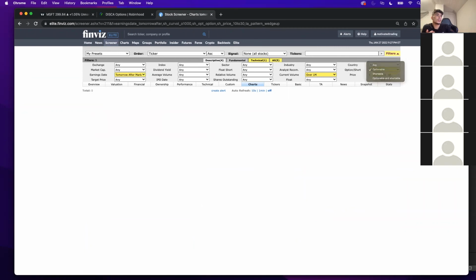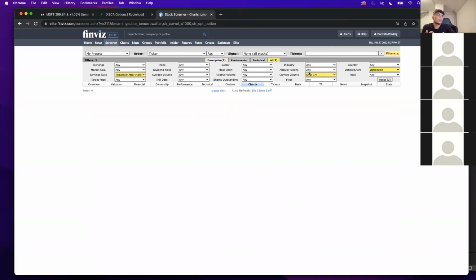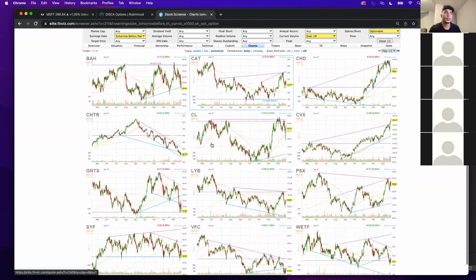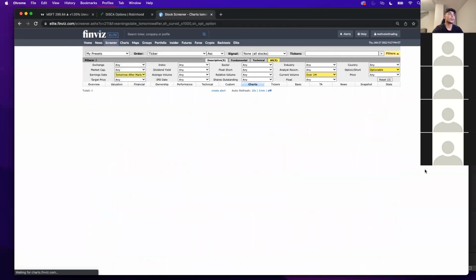Let me take off the technicals. Let me take off all the technicals. I don't know. There we go. So these are all the companies that have earnings tomorrow. Right here, it gives you the chart and everything you need. So you can even do tomorrow after market close.